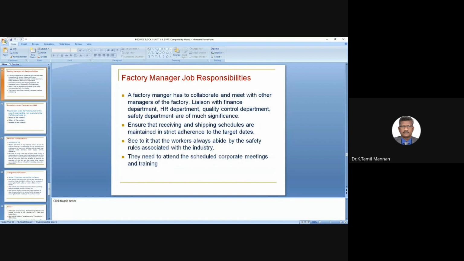Also, they have to collaborate and meet with other managers of the factory and liaise with the finance department, HR department, quality control, and safety department, which is of much significance. To ensure that receiving and shipping schedules are maintained with strict adherence to the target dates.